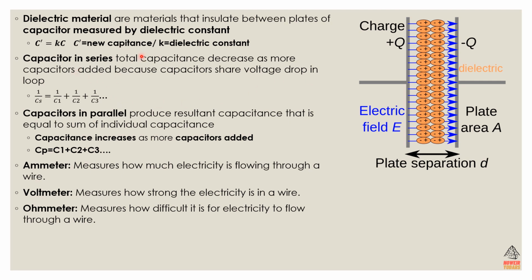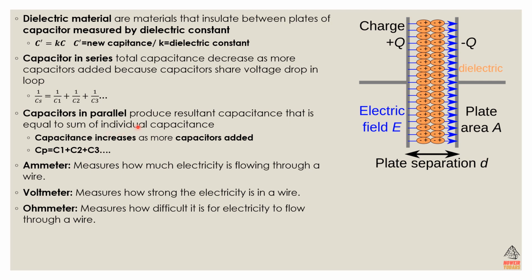And then you have capacitors in series. So the total capacitance decreases as more capacitors are added because capacitors share the voltage drop in a loop. It's the same thing as resistors in parallel. Resistance decreases the more resistors you add, but that happens in parallel. Here it happens in series. So capacitors are kind of the opposite of resistors.